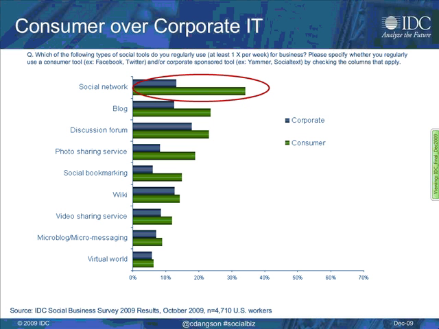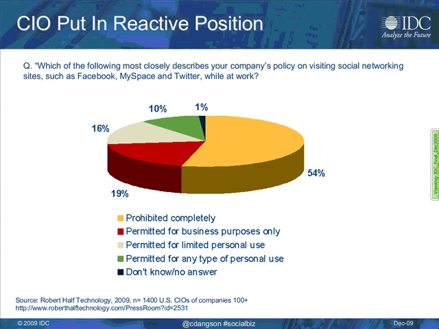Here I highlight that social networking is where we see the largest gap. For those workers who said they use consumer social media instead of corporate-sponsored social media, the reasons were ease of use, a simple user interface, and familiarity from personal use. That was driving why they preferred the consumer web over the corporate intranet or whatever the corporation was providing for communication and collaboration. And it's putting the CIO in a reactive position.